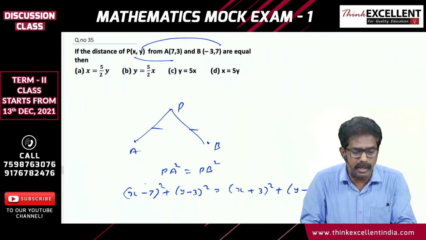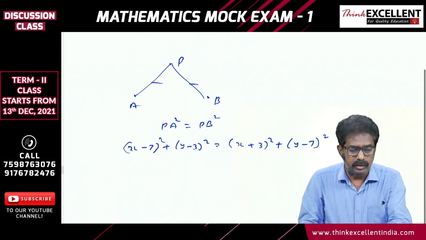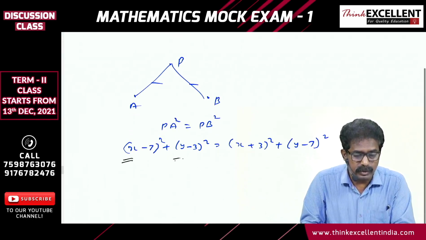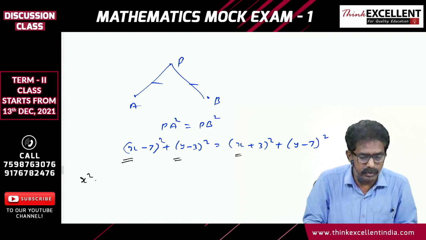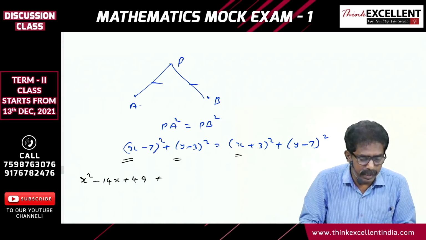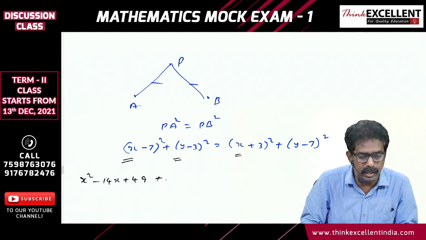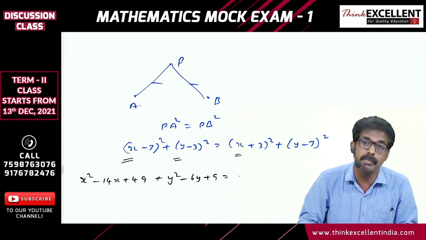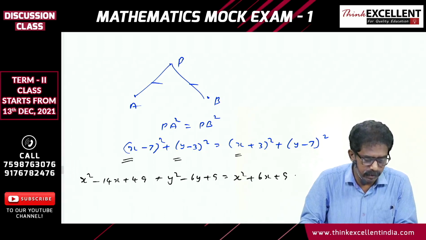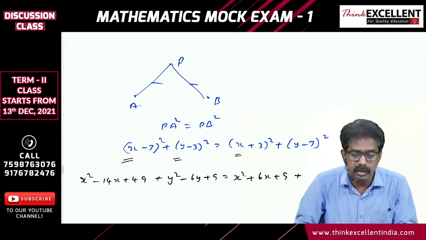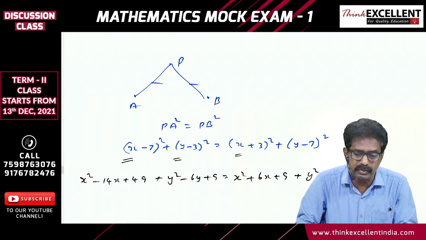Now just expand both sides. The first terms, x square and y square, are not needed because on both sides they will get cancelled. Anyhow, if you want, write the step: a minus b the whole square is a square minus 2ab plus b square. So the left side gives x square minus 14x plus 49 plus y square minus 6y plus 9. Right side, x plus 3 the whole square gives x square plus 6x plus 9, plus the last one, y minus 7 the whole square, y square minus 14y plus 49, right?